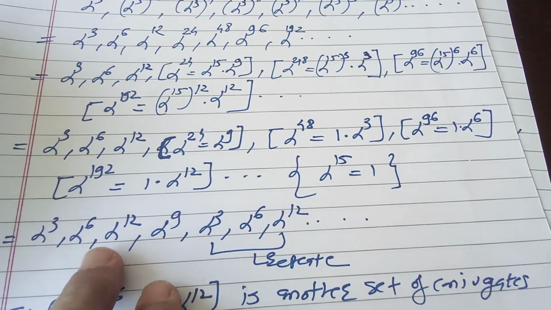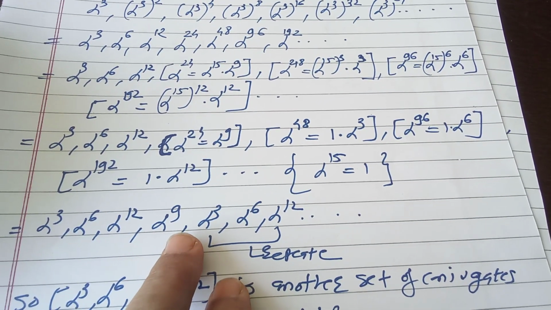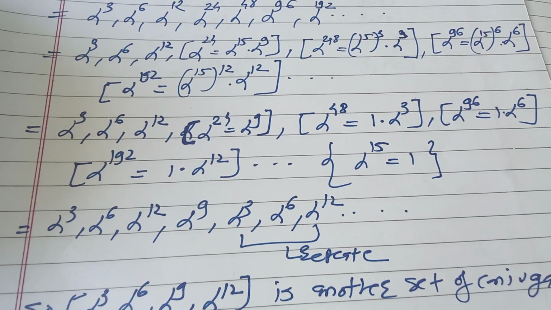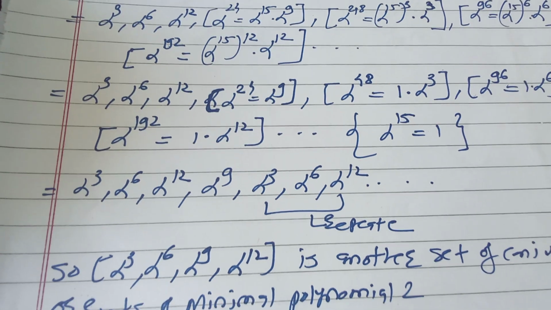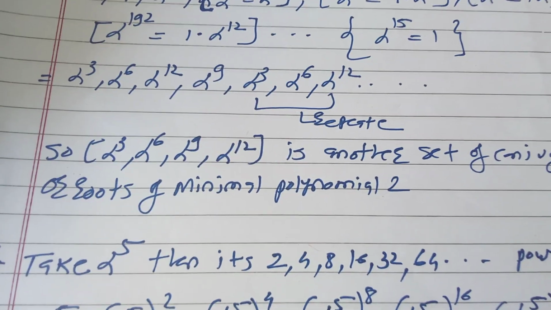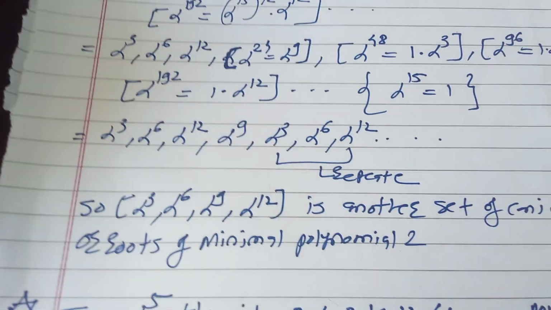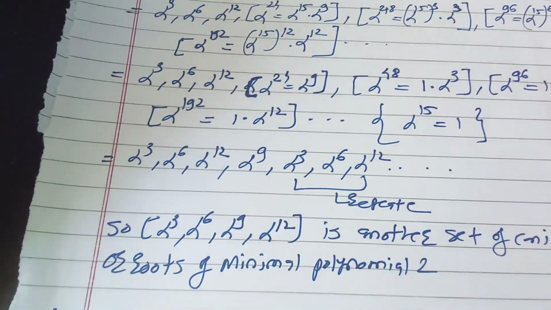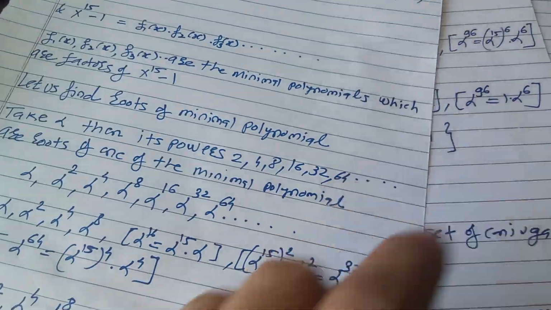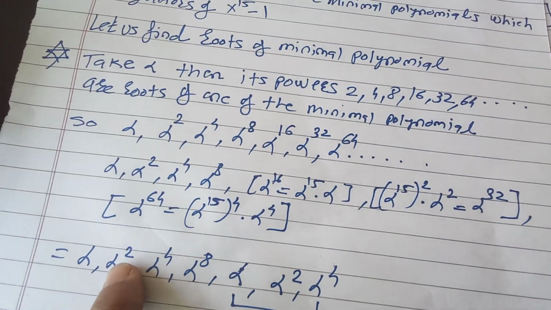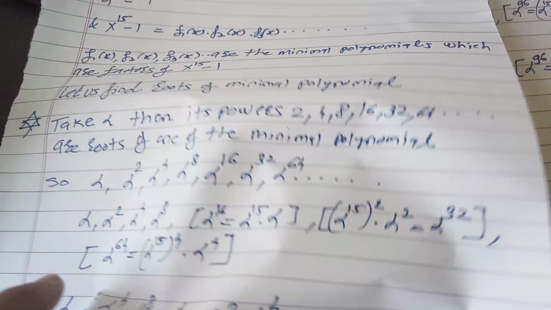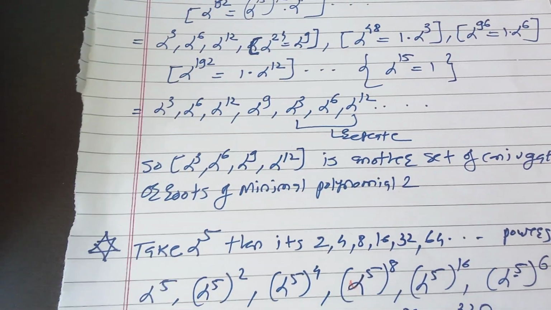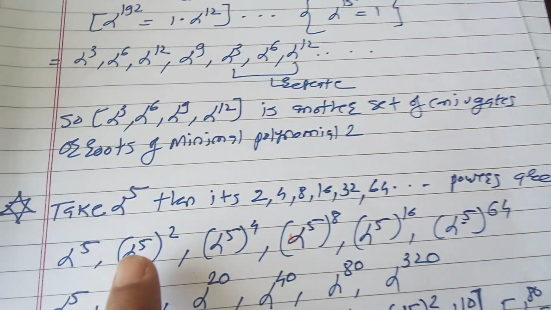So you can take 3, 6, 12, 9 as one set of conjugates, the set of elements which belong to the same minimal polynomial, or which are the roots of one minimal polynomial. Now 4 is already covered, 2 is covered, 3 is covered, remaining is 5. So for 5 you have to take alpha raised to 5.